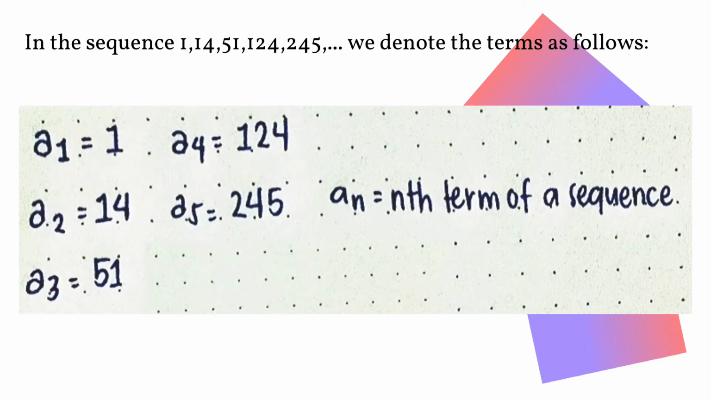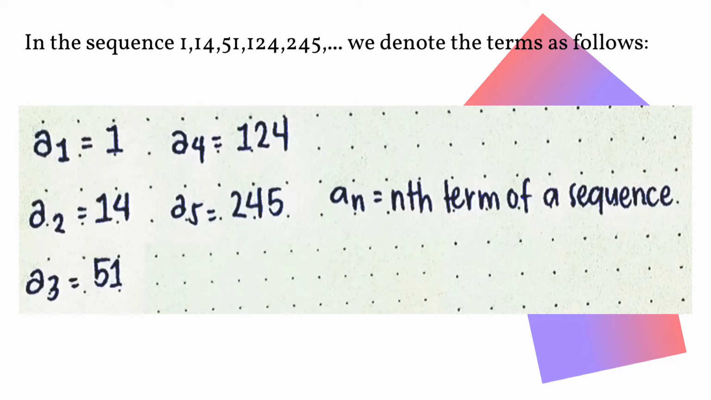So, a sub 1 is 1 since that is our first term. A sub 2 is 14 since ito yung ating pang second term. The next is a sub 3 is 51 since that is our third term. A sub 4 is 124 dahil yun ay ating pang apat na term. Then next ulit ay a sub 5. The last one is 245 dahil yun ang ating pang limang term. So, we simply call this a sub n, the nth term of a sequence.